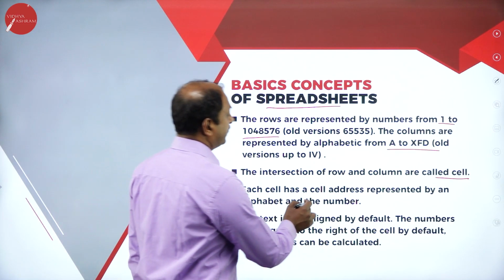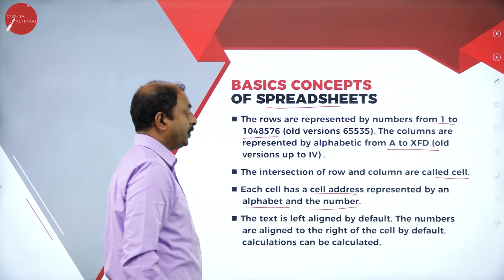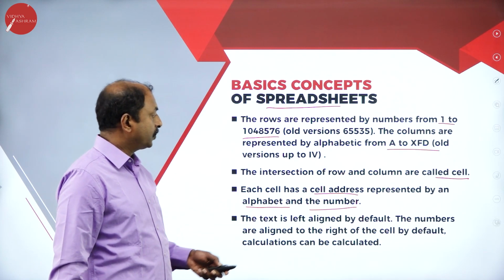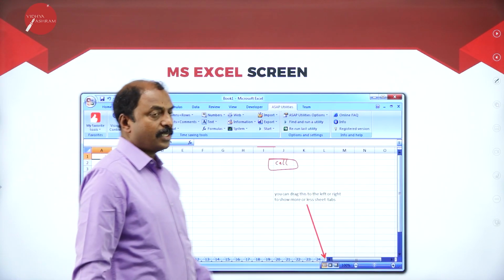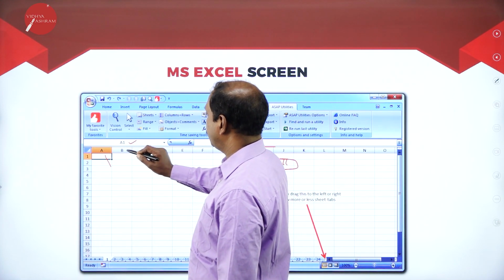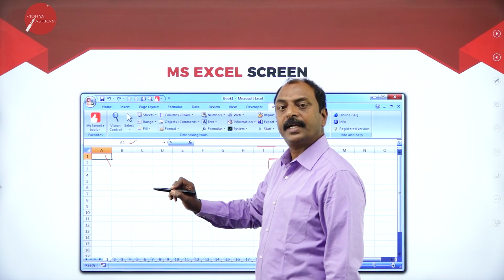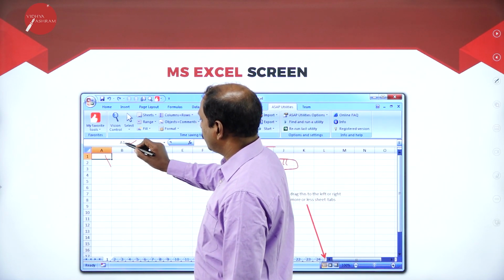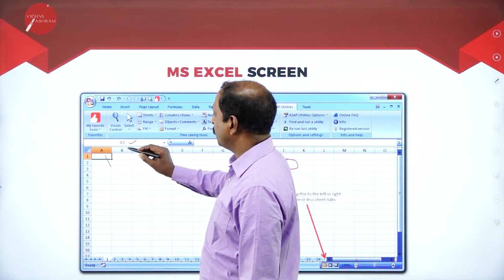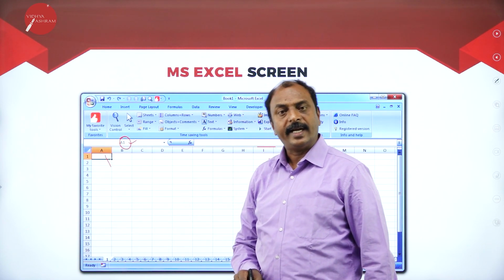Next, each cell has a cell address represented by an alphabet and a number. Every cell has its own address, made of the alphabet and the number. In the first slide, for example, this is the active cell, and this is called the address bar, where we can see the address of the current or active cell. Here, A is the column name and 1 is the row number. So A1 represents the cell address of this particular active cell.